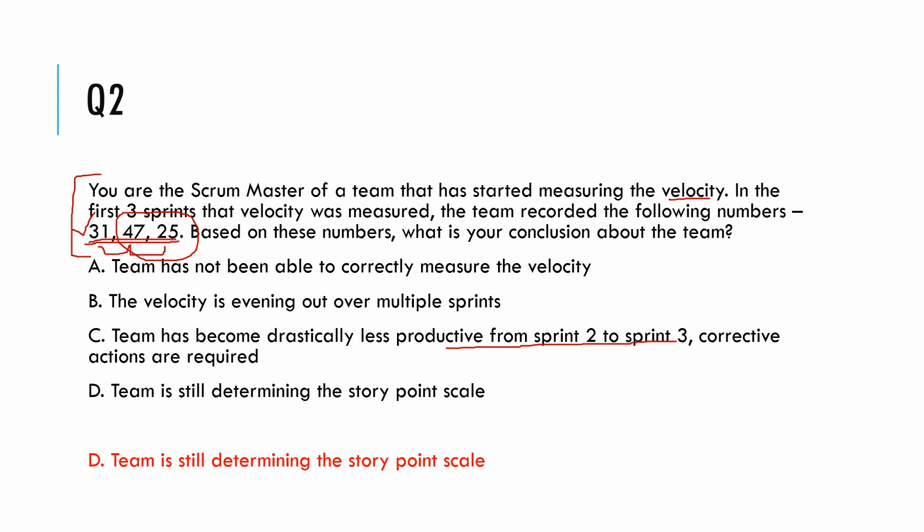The fact is, the goal that you have for measuring velocity is to make sure that the team is aware of how much they are delivering in each sprint, so that they essentially get better at figuring out how much they can deliver in future sprints as well. That's the whole goal behind measuring velocity, right? So these variations that you see in the beginning are pretty common, and the correct answer to this question is that team is still determining the story point scale.